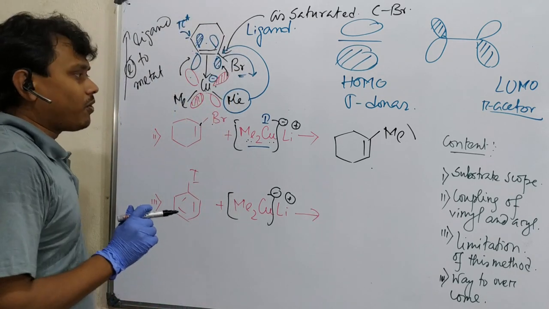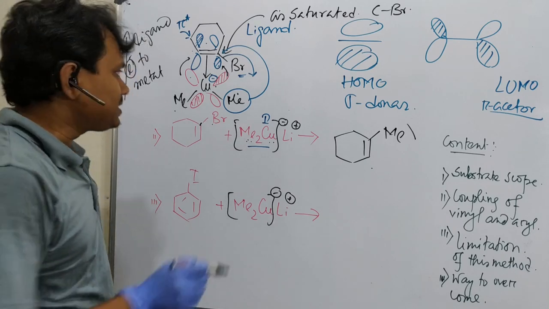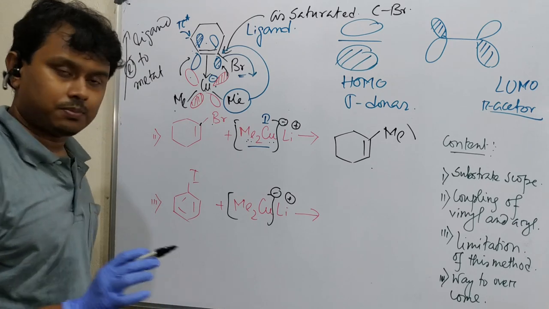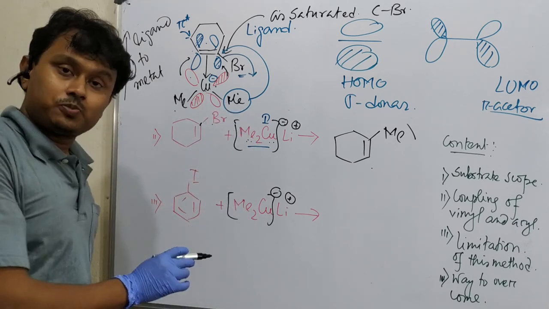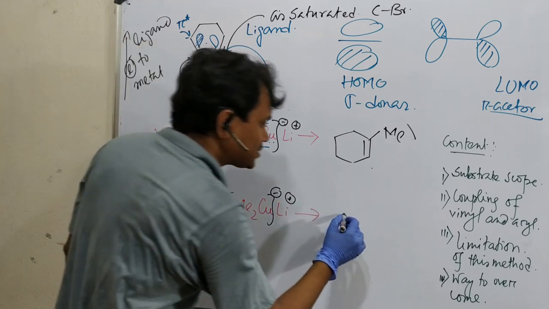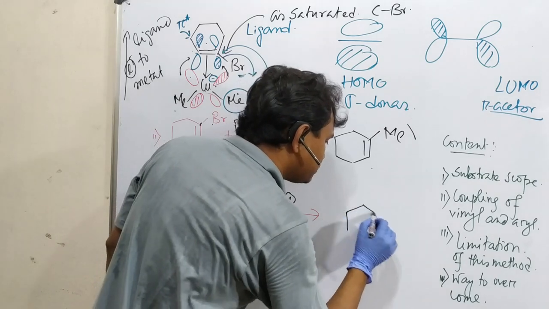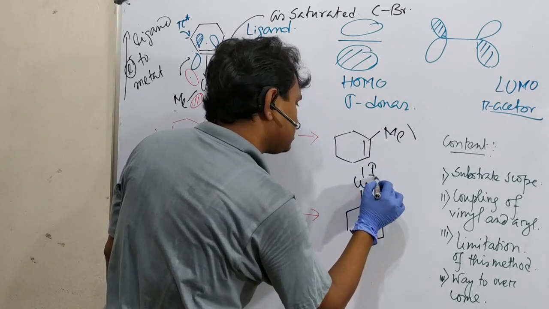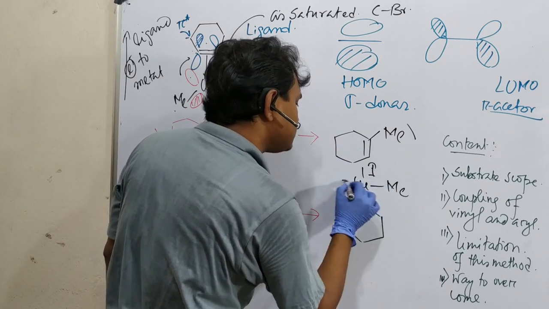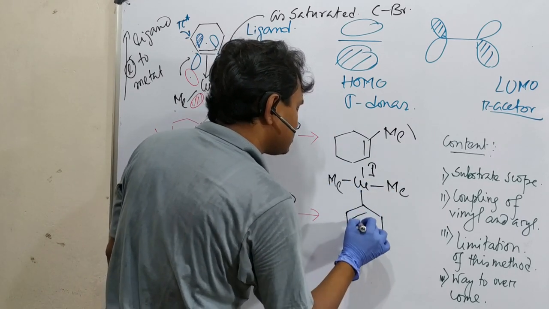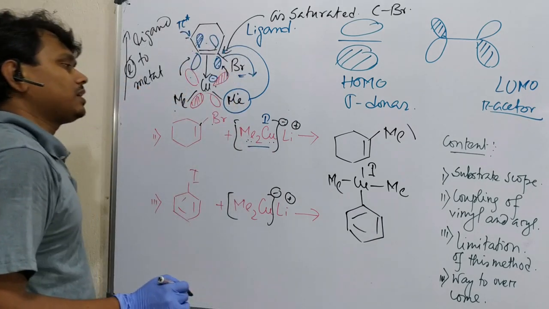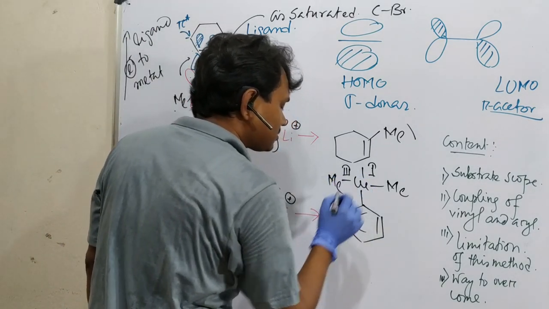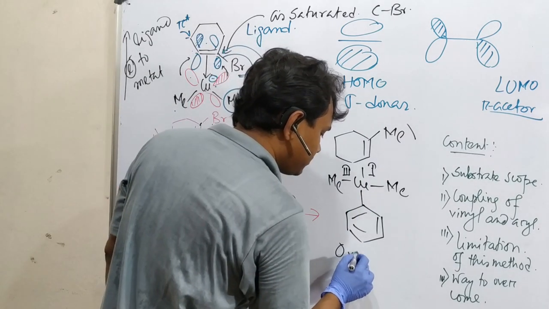The first step, oxidative addition, occurs. It is not that easy because it's complicated. Both are proposed mechanisms. First, oxidative addition to prepare this copper 3 species. This is methyl. So this is the oxidative addition product, and right now this copper is in the 3 oxidation state.